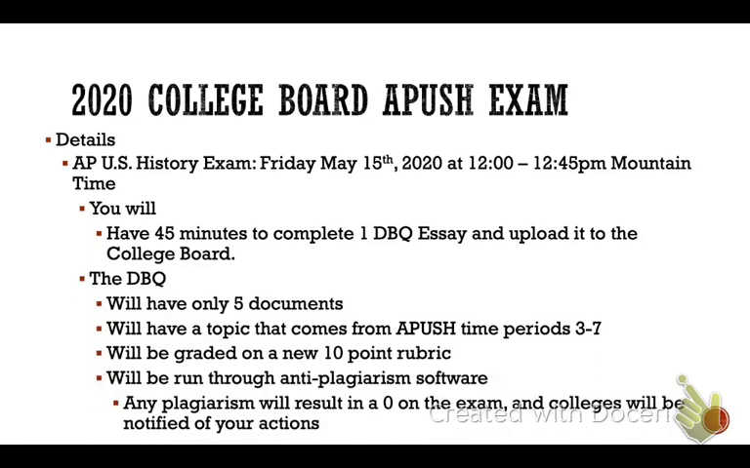Instead of a standard 7-document DBQ, it's only going to have 5 documents, so it's shorter. The topic of the DBQ will come from AP U.S. history time periods 3 through 7. So basically anything from just before the American Revolution all the way to the end of World War II is fair game as a topic for this DBQ. Now, instead of a 7-point rubric, they will be grading you on a 10-point rubric. And that's what I'm going to walk you through here today to better understand how to get those 10 points.